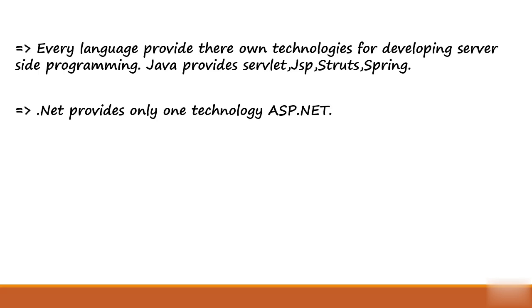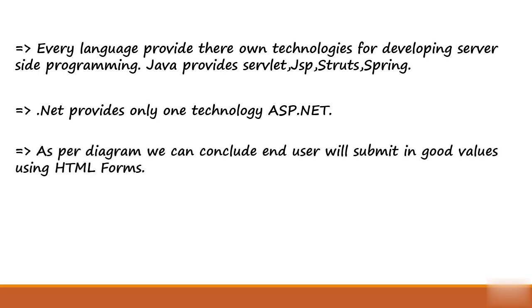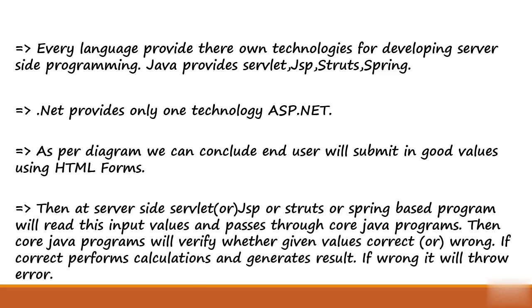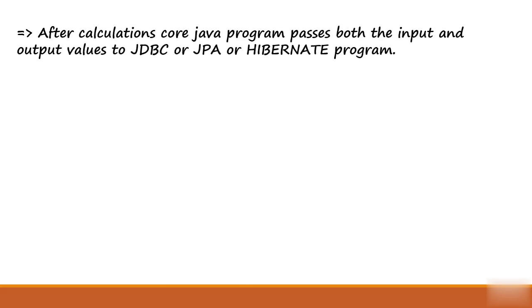As per the diagram we can conclude the end user will submit input values using HTML forms. Then at the server side, a Servlet, JSP, Struts or Spring based program will read these input values and pass them through core Java programs. Then core Java programs will verify whether the given value is correct or wrong. If correct, they perform calculations and generate the result. If the given value is wrong, it will throw an error. After calculations, the core Java program passes both the input and output values to JDBC.